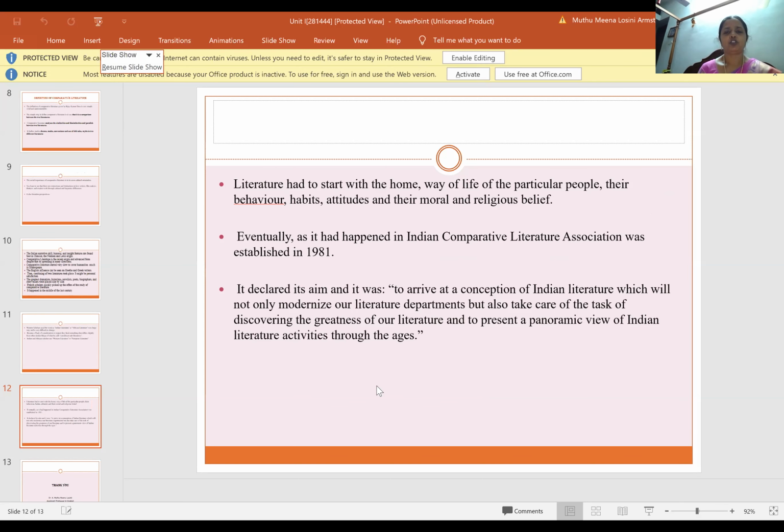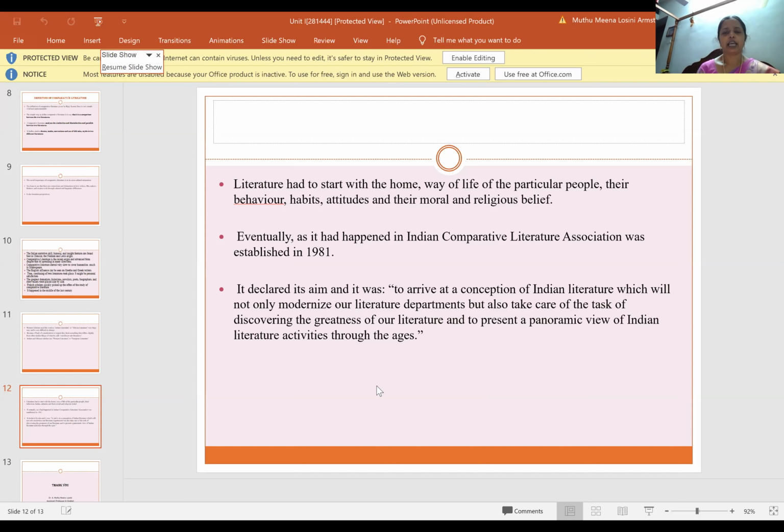Literature had to start with the home and the whole way of life of the particular people, their behavior, habits, attitudes, and their moral and religious beliefs.